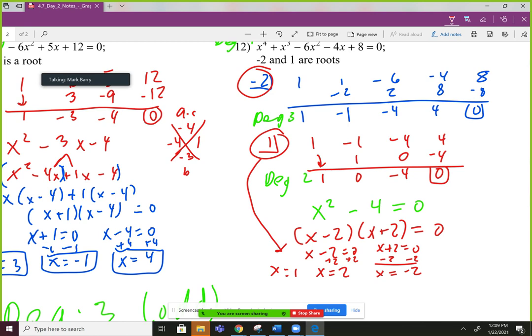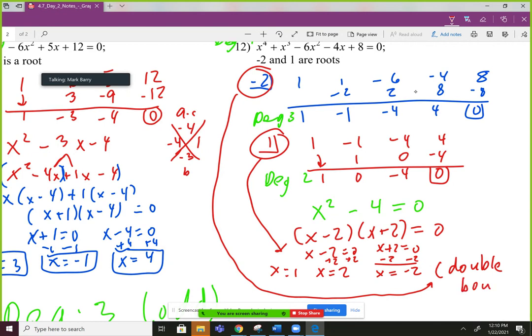Wait a minute. We already have a negative 2 down there, correct? So check out what I'm going to do here. Since I have negative 2 showing up twice, this is going to turn into another one of those doubles. That's going to give me a bounce. So at negative 2, we're going to get a double bounce. So 1 and 2 are going to be normal ones, and then negative 2 is going to be a bounce.